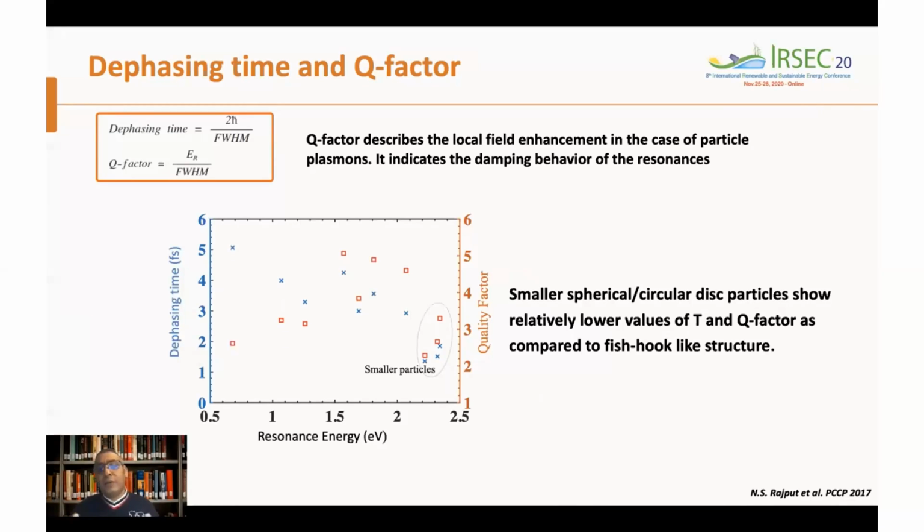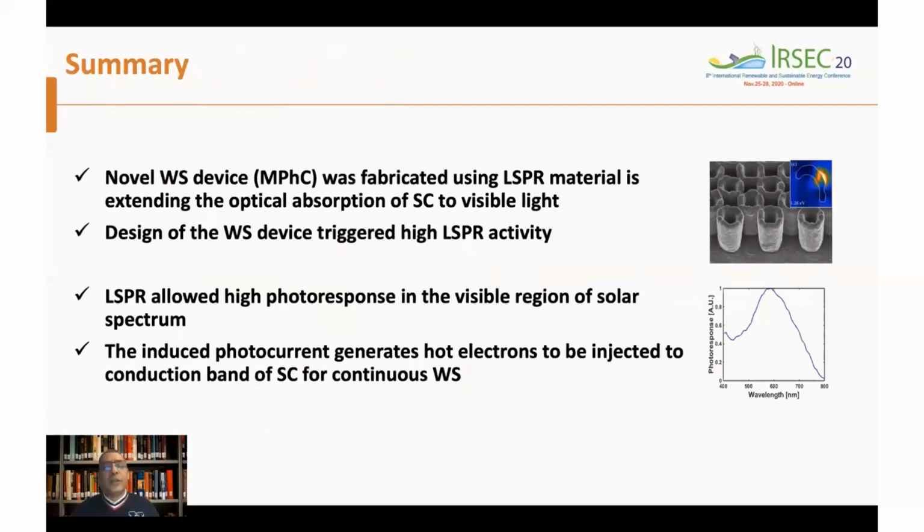So finally, we are able to show that LSPR highly enhances the production of hot electrons, which can be injected into the conduction band of the semiconductor, leading to high water splitting activity and good efficiency in the hydrogen production reaction. So I come to a summary of my presentation.